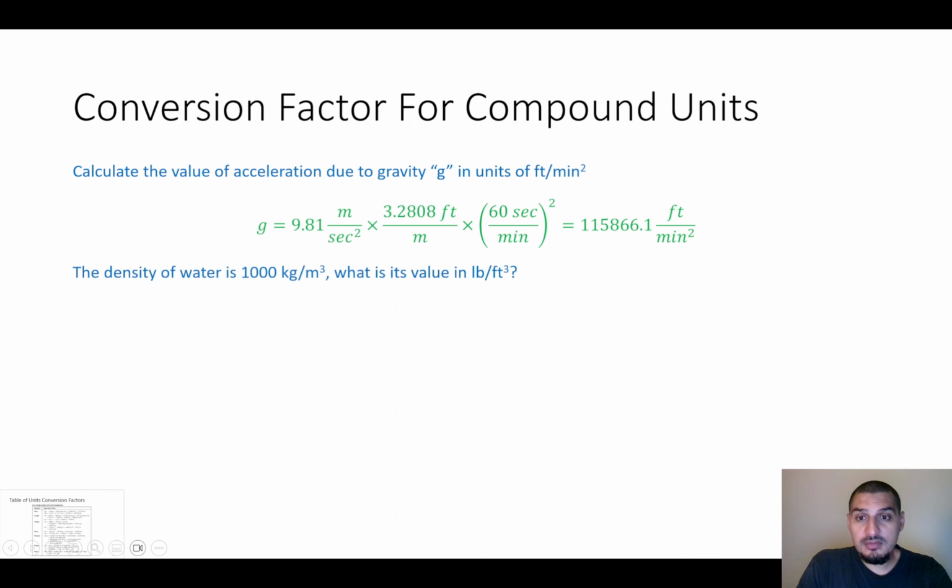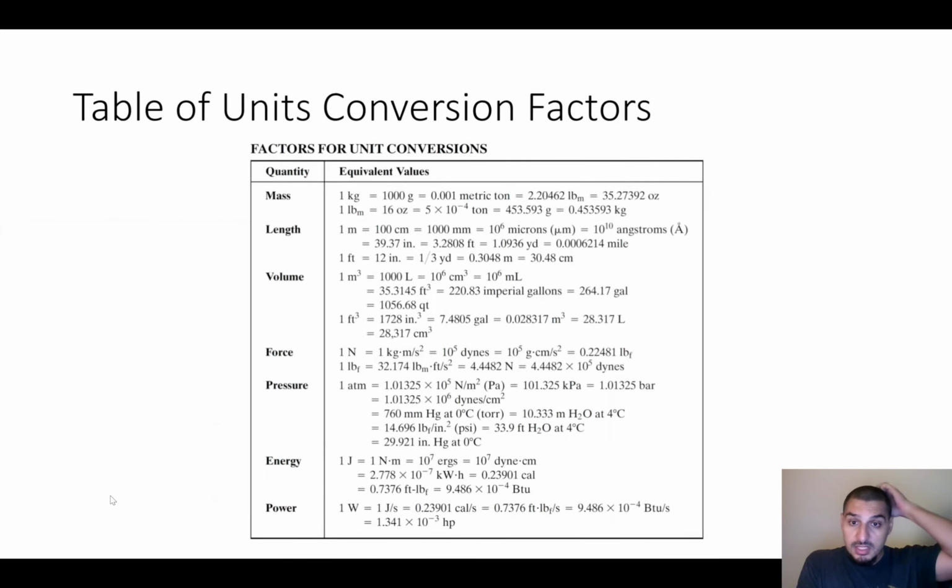Let's take another example, which is the density of water. It's known to be 1000 kilograms per meter cube, and we want to know the value in pound per foot cube. Again, we will go to the table of unit conversion. We want to convert kilogram into pounds, meter cubes into foot cubes. If you check the table, you would see here that there is the conversion of 1 kilogram into pound mass, and we have here the conversion of pound mass into kilogram.